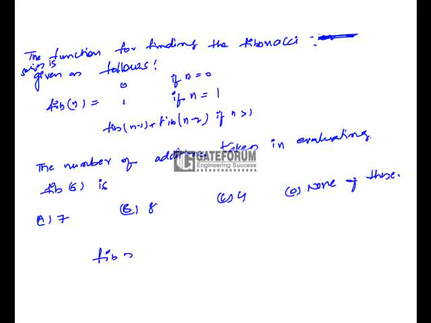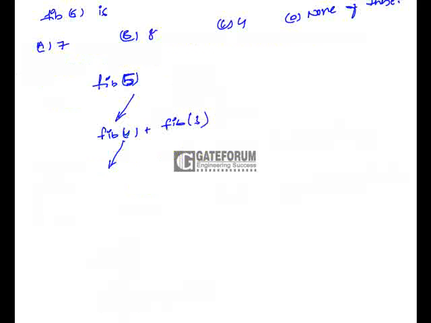So let us find Fibonacci of 5 by using this recurrence relation. As here n is greater than 1, this is equal to Fibonacci of n minus 1, that is Fibonacci of 4 plus Fibonacci of 3. Here also n is greater than 1, which is nothing but Fibonacci of 3 plus Fibonacci of 2, and here also n is greater than 1. So Fibonacci of 2 plus Fibonacci of 1.